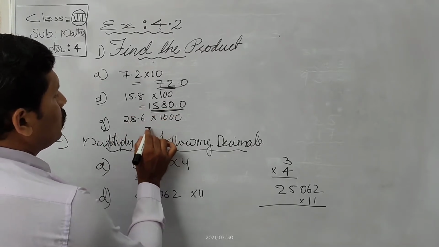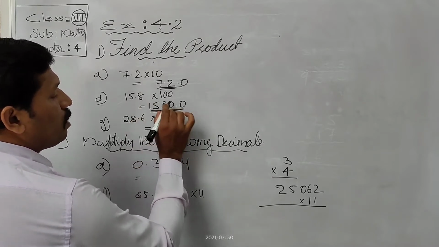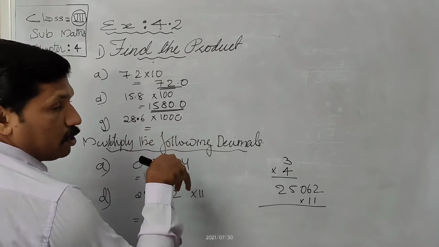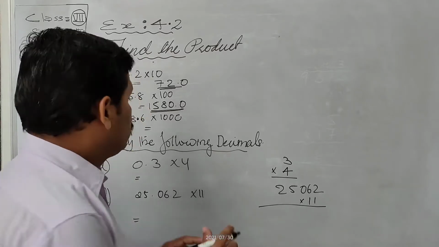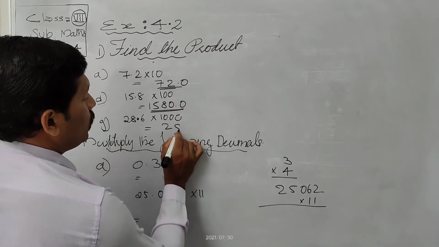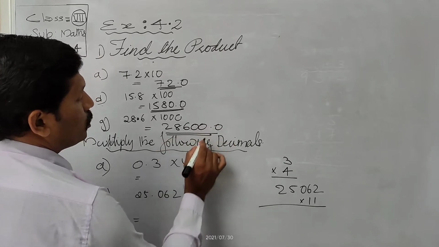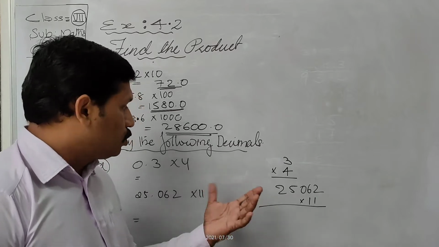Next, multiplication by 1000. Here you can see 28.6. When we multiply by 1000, we want to shift 3 digits to the right side. But after the decimal point there is only 1 digit. So the remaining 2 digits we make by placing 0. So it will be 28600.0. Okay students, in this way we multiply by using the short method.